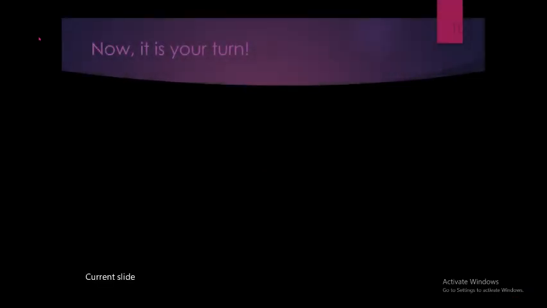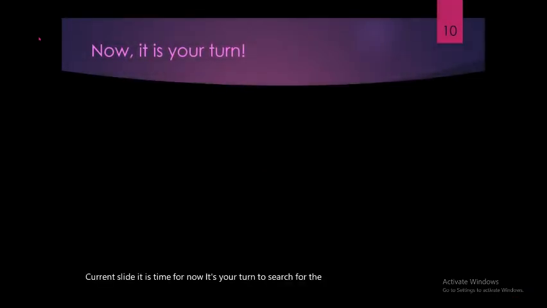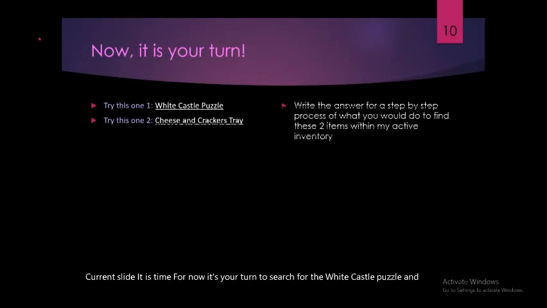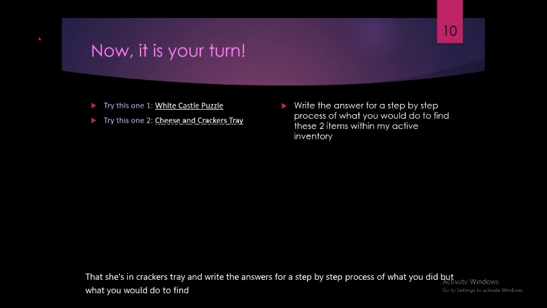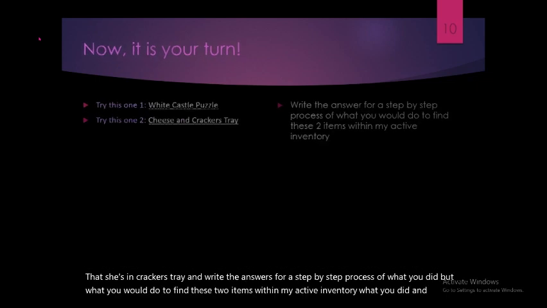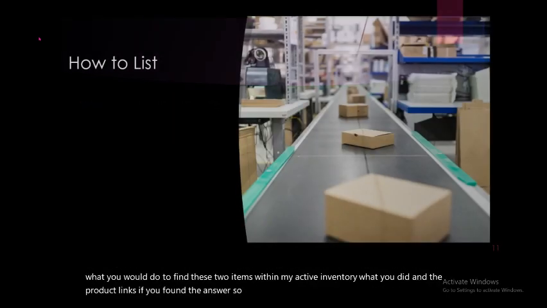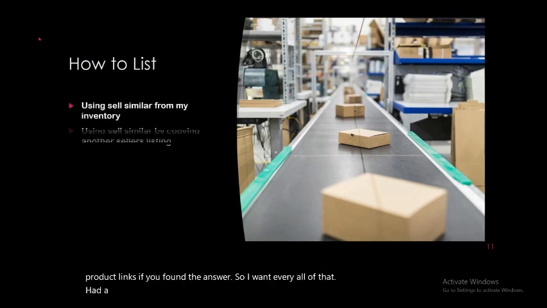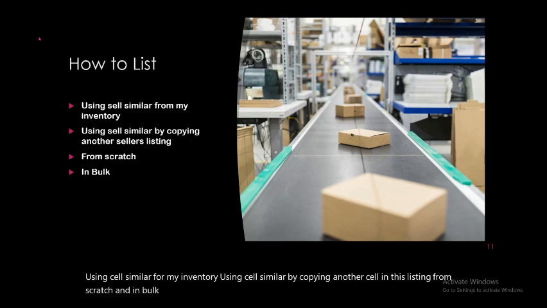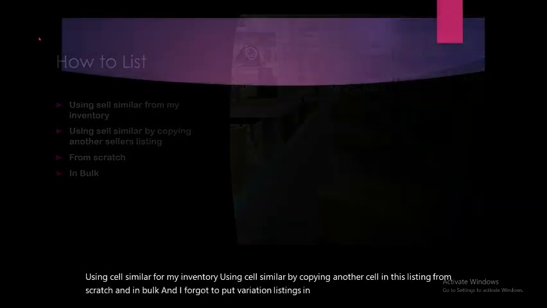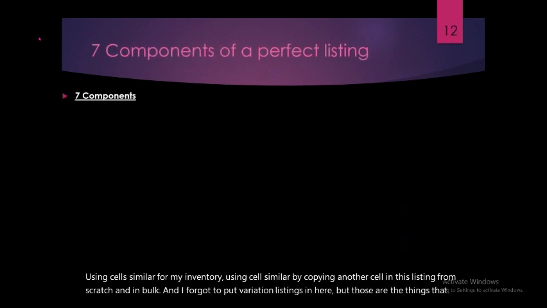All right, so let's go from current slide. Now it's your turn to search for the White Castle puzzle and for the cheese and crackers tray. Write the answers as a step-by-step process of what you would do to find these two items within my active inventory, what you did, and the product links if you found the answer. So I want all of that. How to list: using sell similar for my inventory, using sell similar by copying another seller's listing, from scratch, and in bulk. And I forgot to put variation listings in here. But those are the things that we're going to be talking about later.